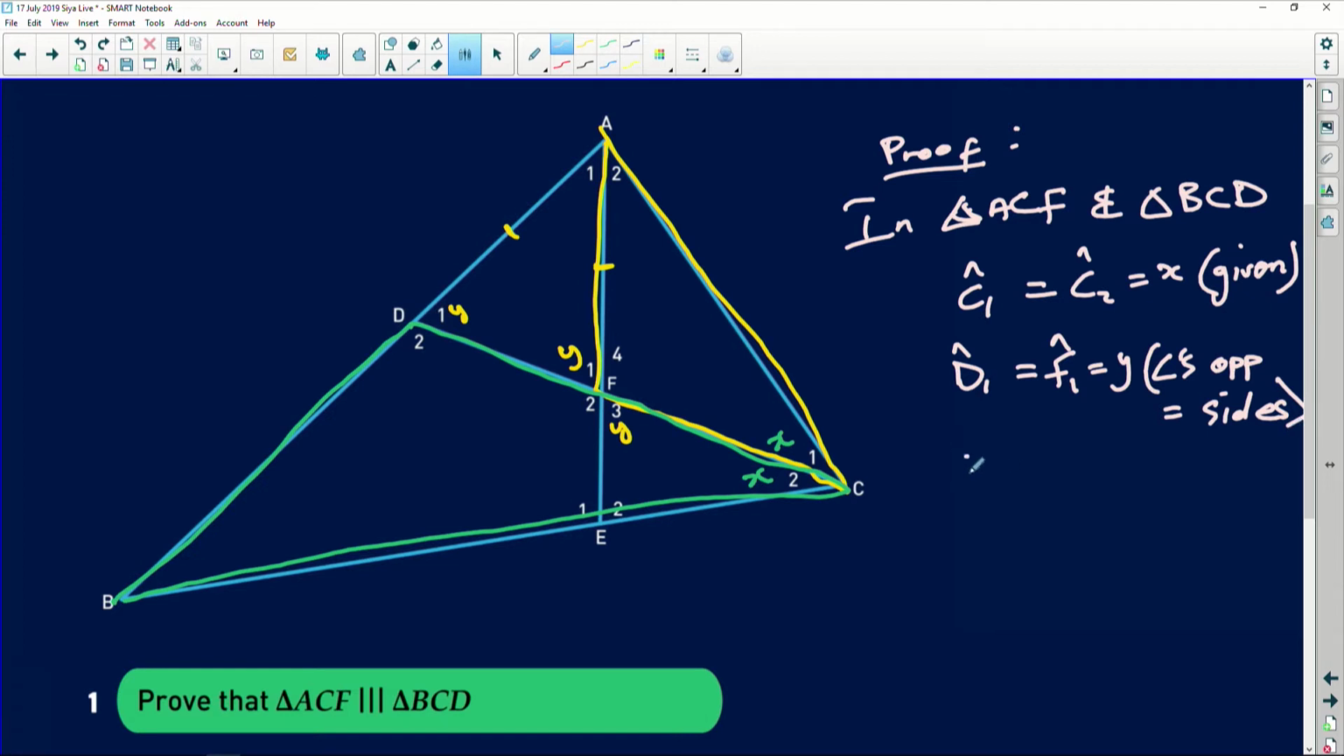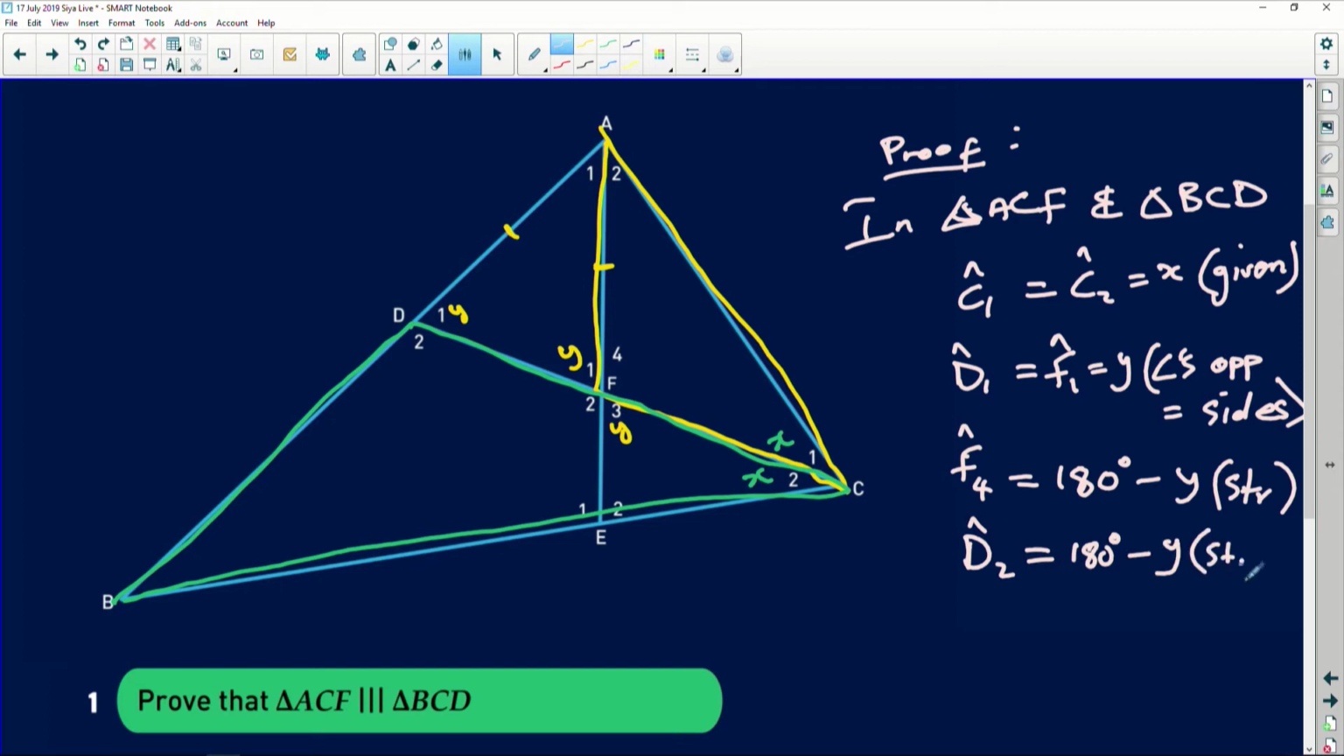That would then mean that in triangle ACF, I have F4 being equal to 180 degrees minus angle Y. Remember, this is a straight line, so I'll just say STR, which is straight line. And also I have in the other triangle, triangle BCD, D2 being equal to 180 degrees minus Y. Also the issue of straight line.